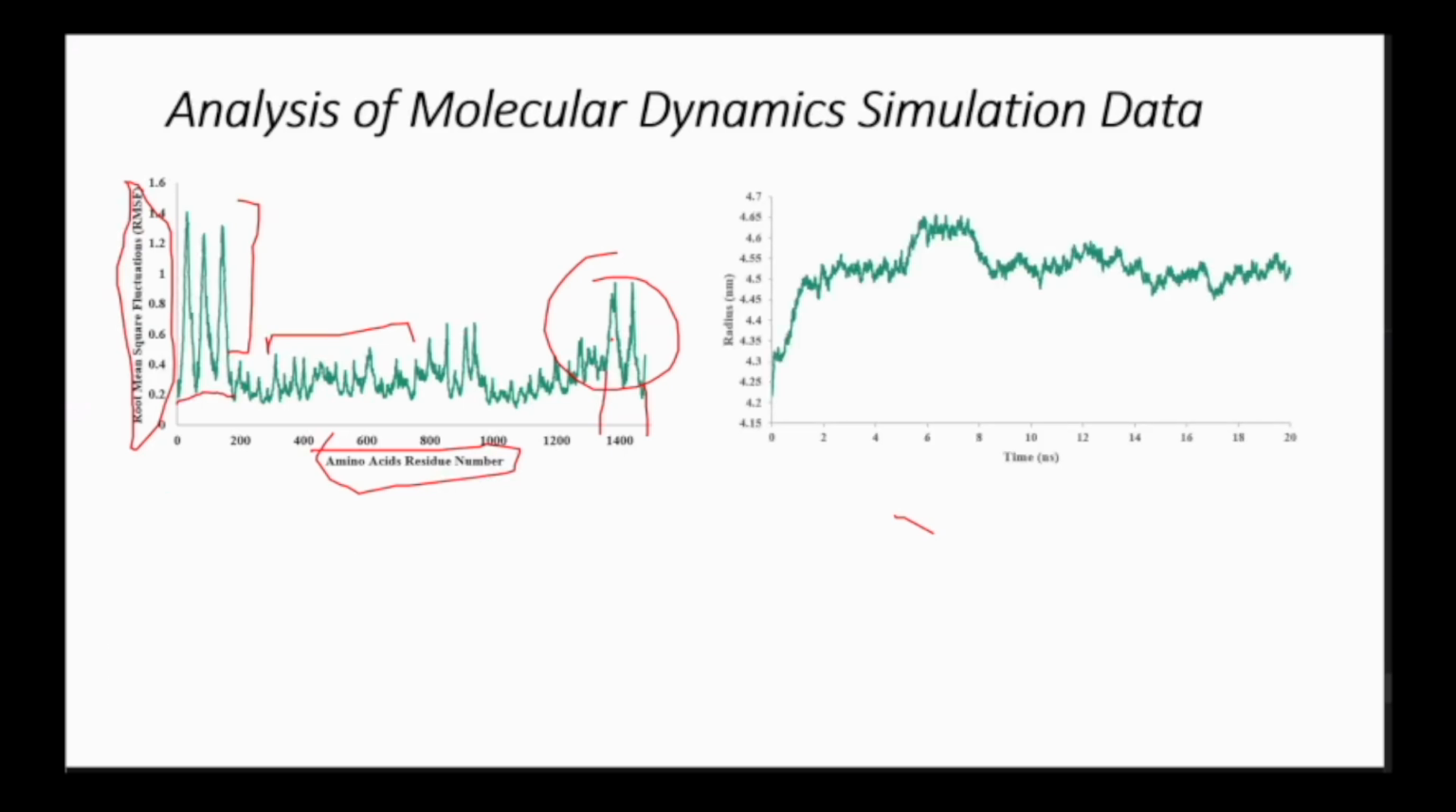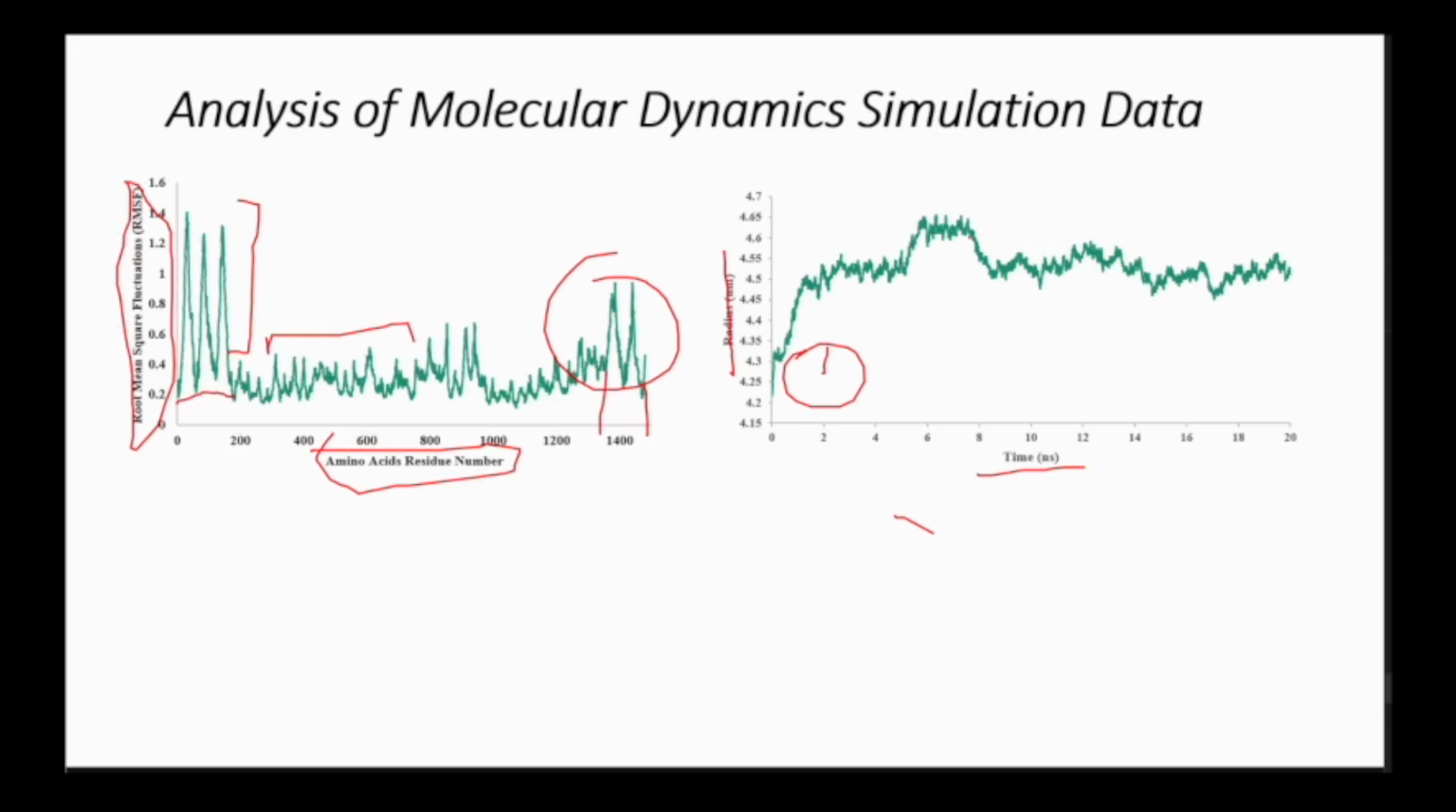Another graph, which you can see here right now, is the radius of gyration. On the x-axis, we have time. On the y-axis, we have a radius. And what does it mean by radius? I hope most of you have a good idea about it. So let's say that this is our protein, a globular protein, and this is going to be the radius.